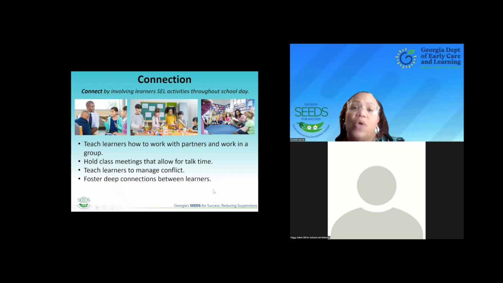When learners are directly involved in SEL activities and processes, they'll feel connected and will be more successful in their social emotional skill development. So here you can see a few ways to connect learners. First one is teach how to work with partners and how to work in a group. So being able to work in a group setting is an important life skill, guys. I'm sure we all know that.